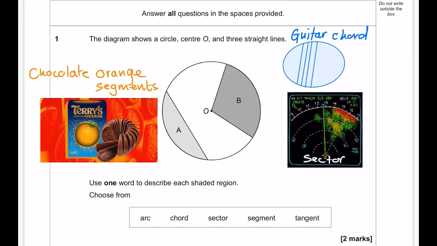Though this is just obviously memorizing the words. So a couple of reminders. If you imagine a guitar has strings and they make a chord, there's a hint to what a chord might be. Terry's chocolate orange is cut into segments, so you can have a look at that shape. And a sector, imagine a radar. What type of shape does that make? And that might help you remember most of them.